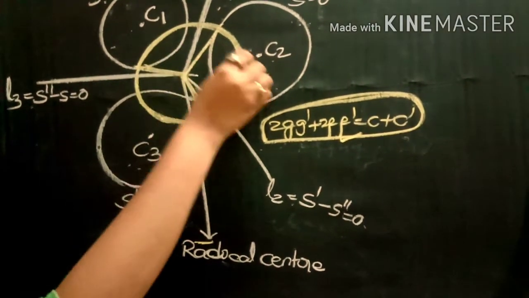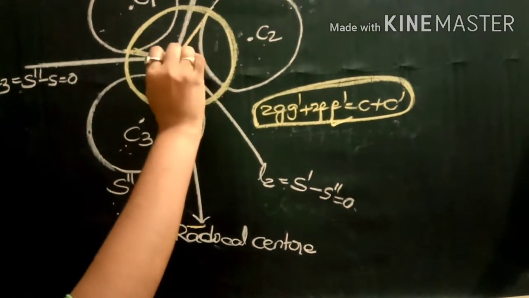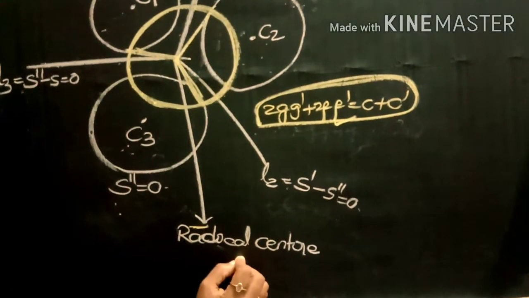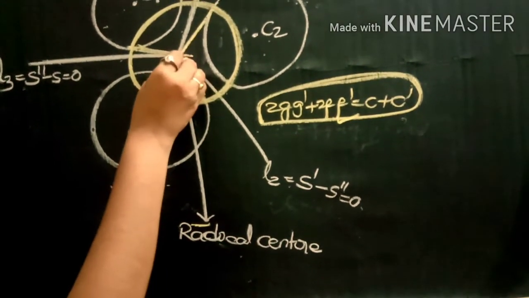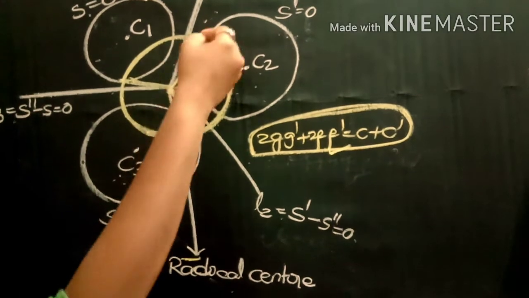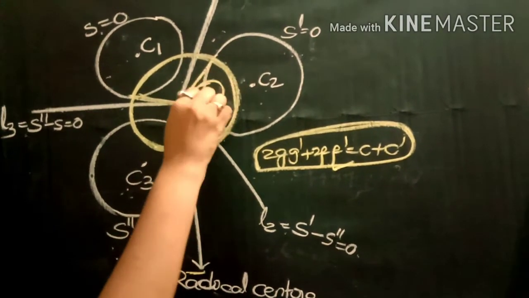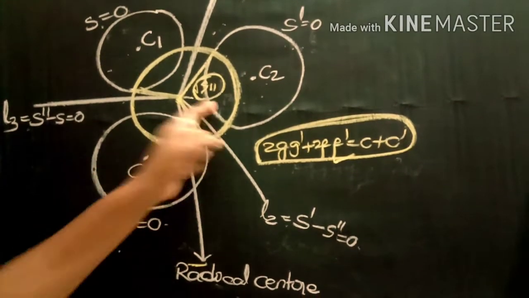So from the given circles we take any two radical axis equations, and then take the point of intersection to get the center of the circle. To get the radius value, we simply take the length of the tangent from this radical center to any of the three circles. Then we get the radius value. Radius is nothing but root S11.